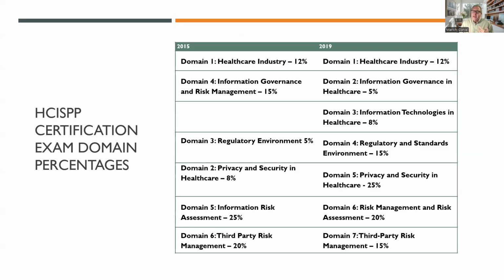Then they took domain 4 and they kind of broke it up into domain 2, which is information governance for healthcare, which is only 5% of the exam. And they took risk management and they moved it down into domain 6. So now that became 20% of the exam, but it kind of became an amalgamation of the information risk assessment, which is a lot of NIST SP 800-30, as well as risk management, which is also a lot of NIST SP 800-30, as well as 39. You've been through all that already.